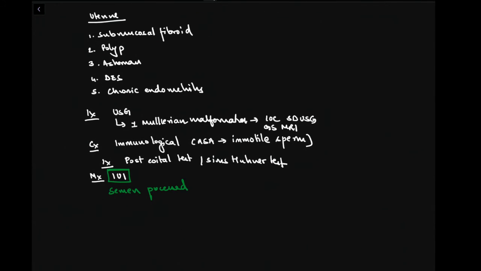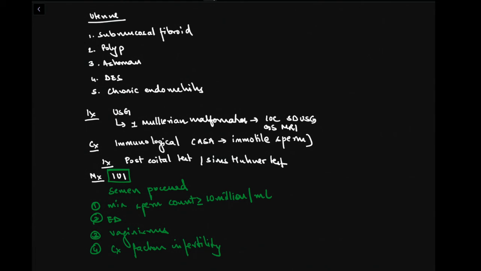Intrauterine insemination. Semen needs to be processed, and it is important that the minimum sperm count should be 10 million per ml. That is, the sperm count should be more than or equal to 10 million per ml. This is a very important point. Next, it can be done for males who suffer from erectile dysfunction. Right. Third, it can be done if female suffers vaginismus. Fourth, cervical factor infertility. We just read about it. And fifth cause is minimal to mild endometriosis.